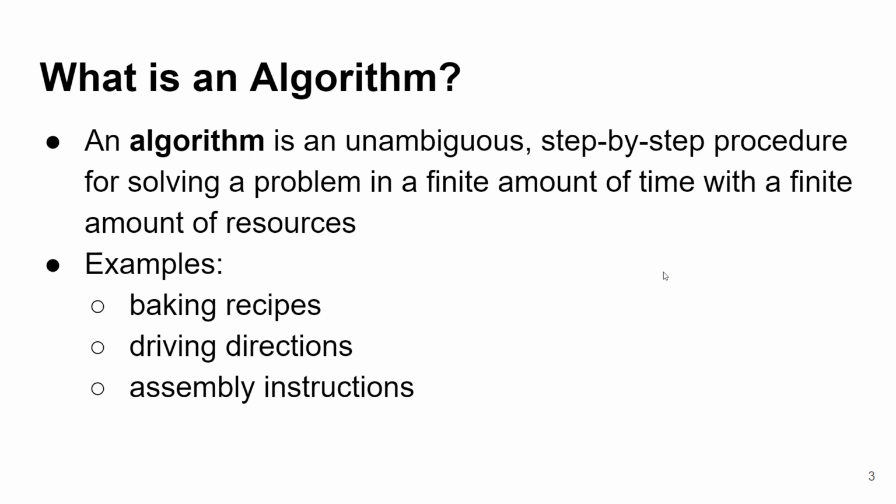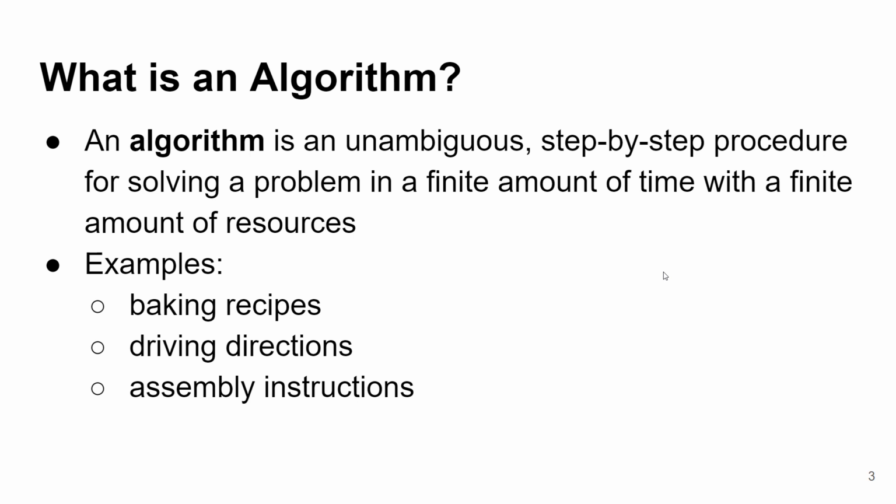So an algorithm is an unambiguous, step-by-step procedure for solving a problem in a finite amount of time with a finite amount of resources. There's a lot of detail packed into that one short sentence. So it's unambiguous, meaning that every step is clearly articulated as clearly as possible. Keep in mind that these algorithms eventually are going to be turned into code, and computers cannot guess what you meant. You have to tell the computer exactly what you mean. So this is why algorithms, these procedures, have to be as clear as possible.